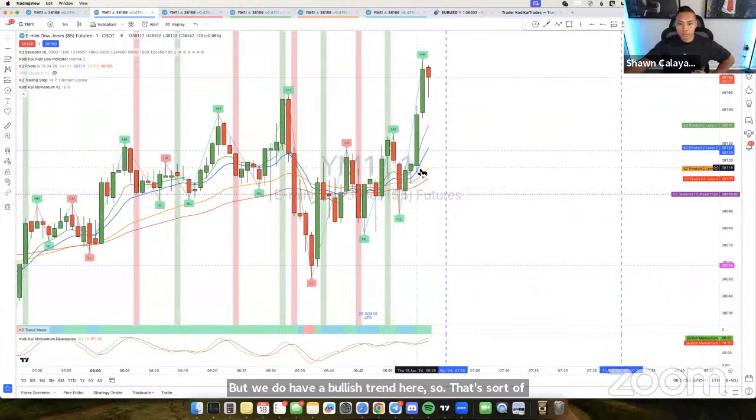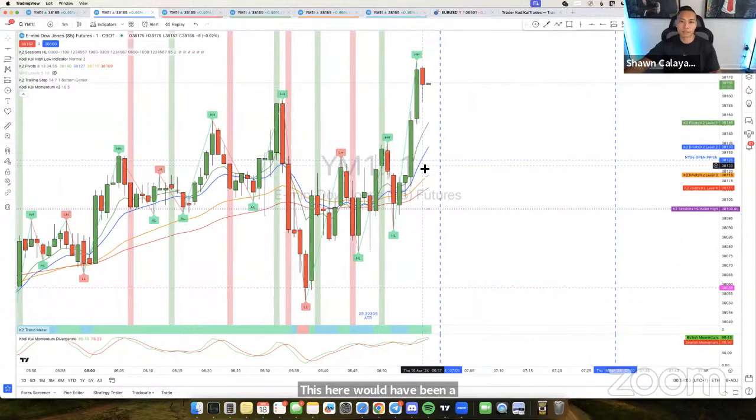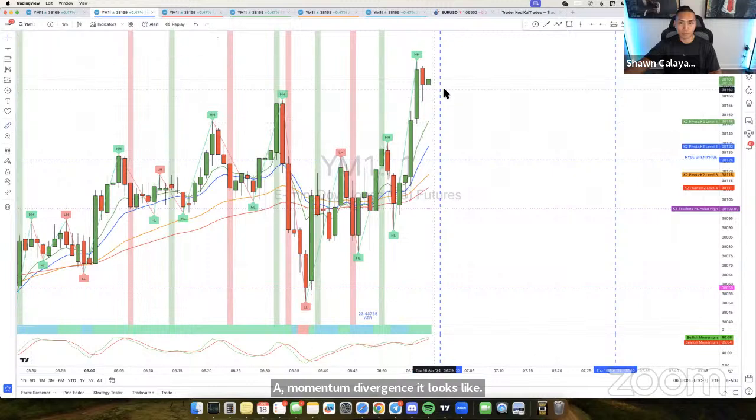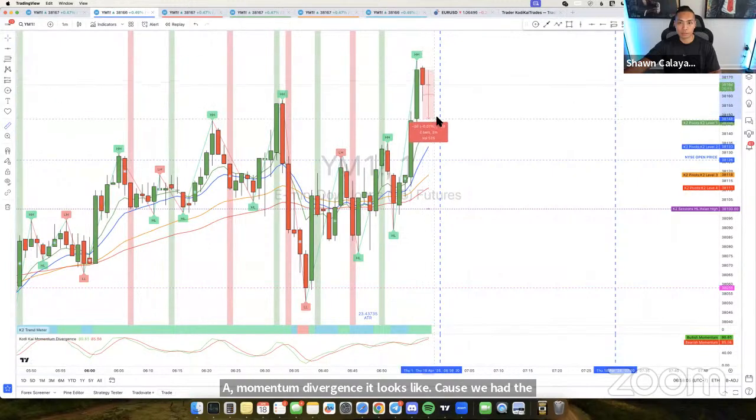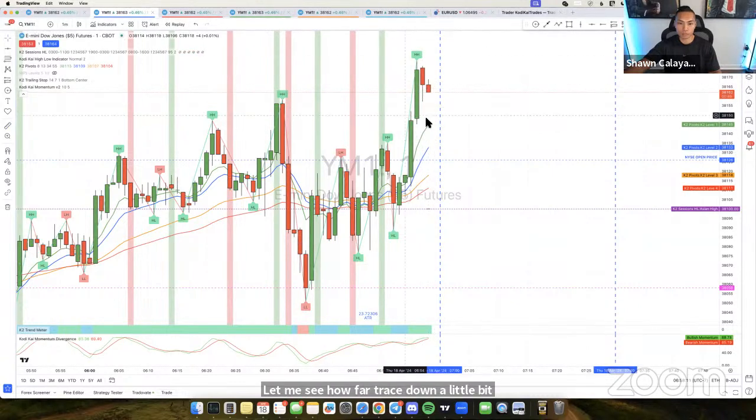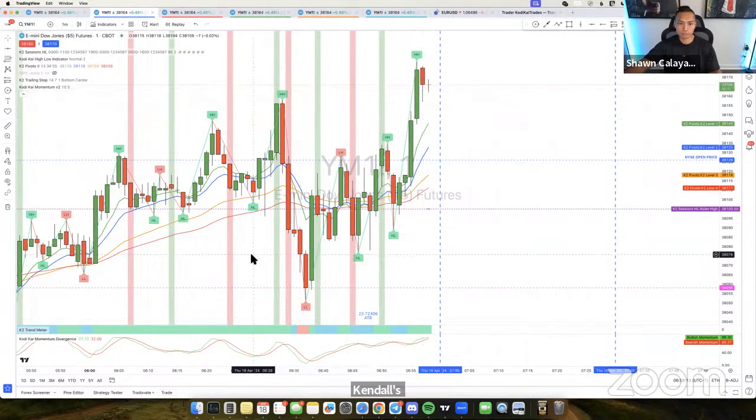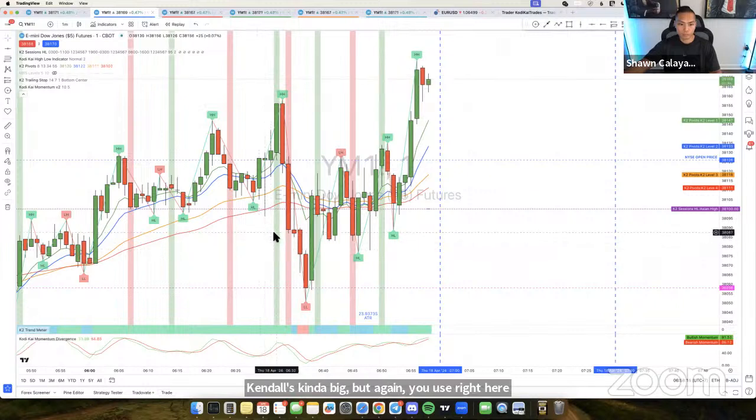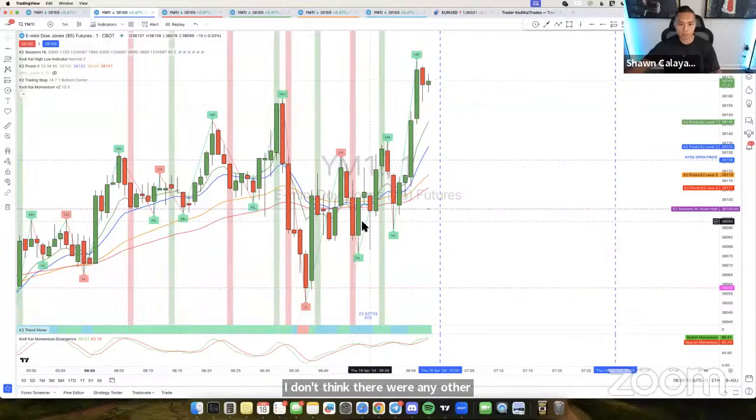This here would have been a momentum divergence, it looks like, because we had the trend shift back up there. Let me see how far it traced down a little bit though. Candle's kind of big, but again, news right here. I don't think there were any other momentum divergence that came up here. Yeah, not so much.